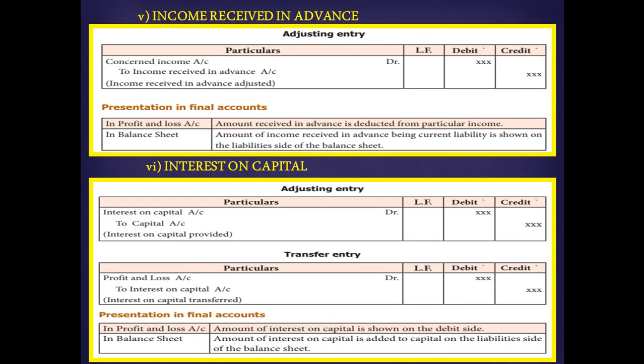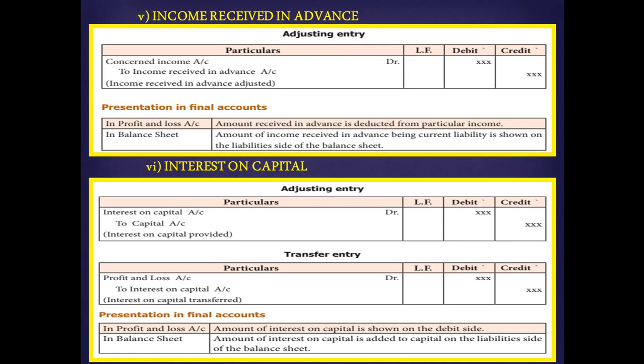Next one is income received in advance. Many times a trader receives money during a particular trading period for work to be done in a future period. Thus, without rendering any service, they receive income. Such an income is termed income received in advance, and the adjustment entry is income account debit to income received in advance account. Income received in advance is shown as a deduction from the respective income in P&L account and is shown on the liability side of the balance sheet.